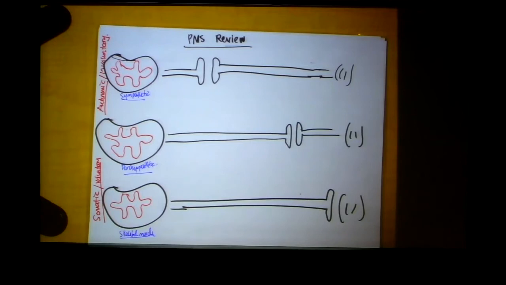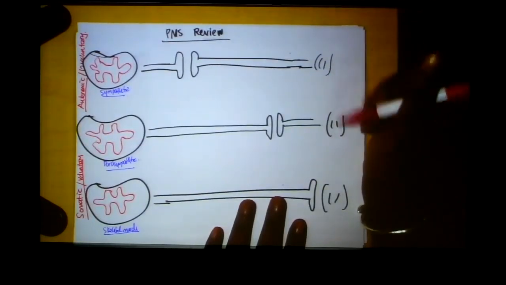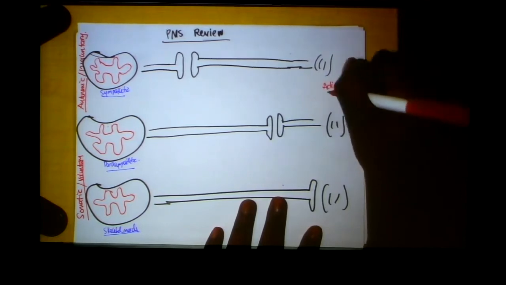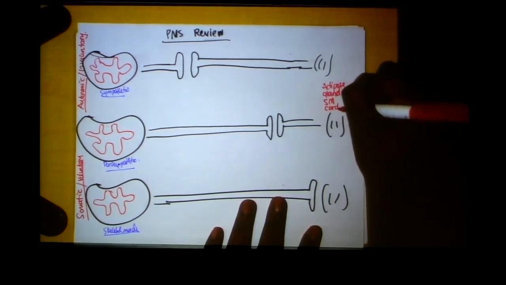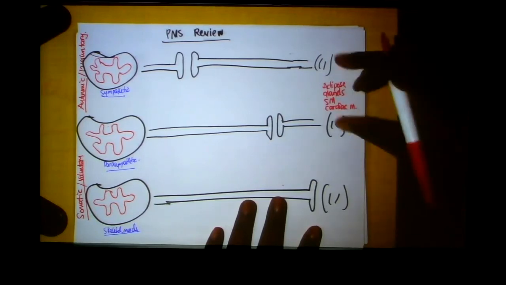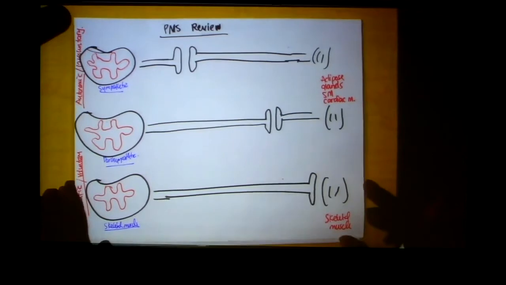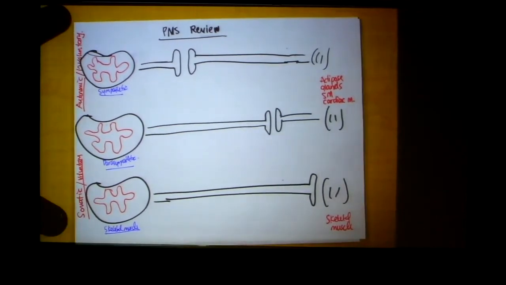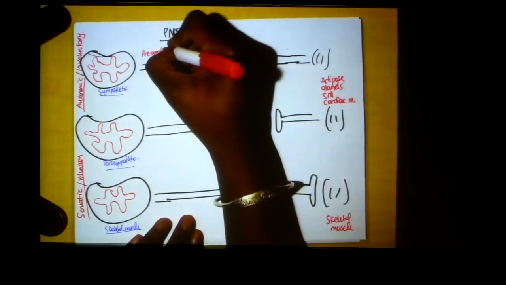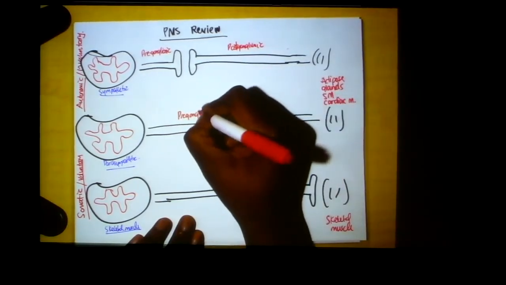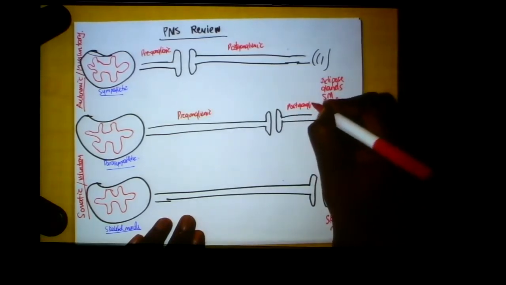Let's describe our effector tissues really quick. So in the autonomic nervous system, what are effector types of tissues here? Not skeletal: adipose, glands, smooth muscle, cardiac muscle. Good. Okay, these are our two types of effector tissue. Here we already said skeletal muscle. The somatic is only skeletal muscle, only muscle that we can voluntarily control. All right, let's label these off here. This is called the postganglionic, oops. And this is our motor neuron.